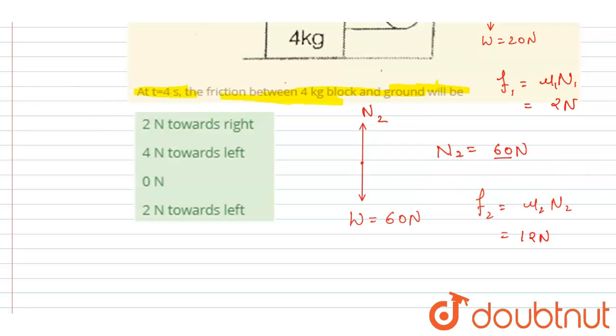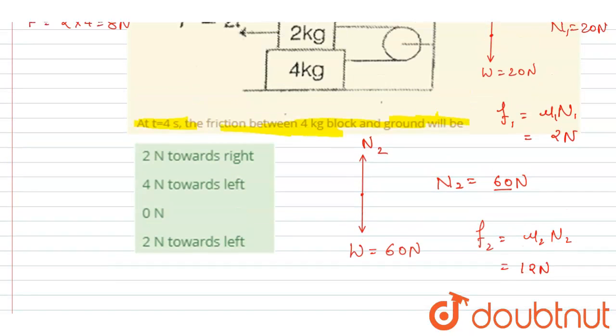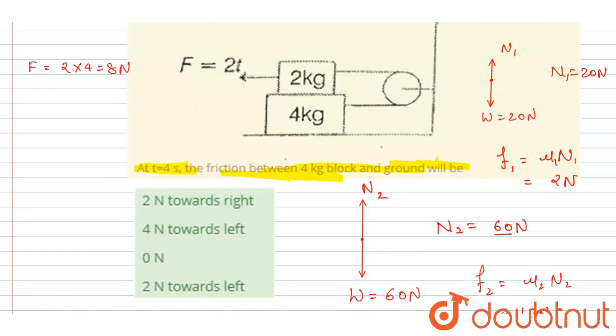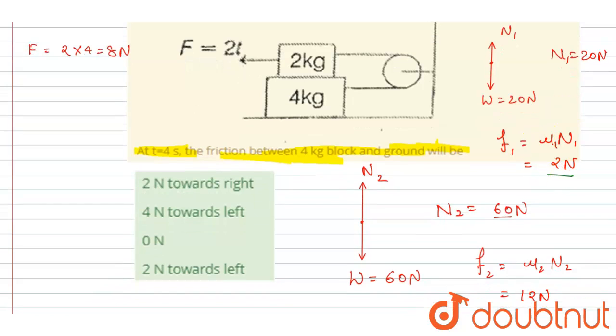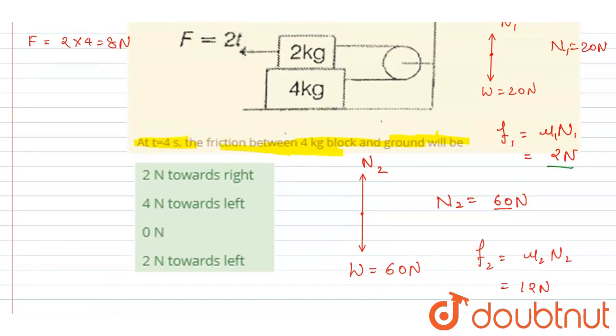And if you see here, the force applied is equals to 8 Newton, right? So 8 Newton is the force applied and limiting friction is this, right? So when it tries to move, this force is more than the limiting friction force. So it will move, right? It will move, right? Now let's check how it will move.